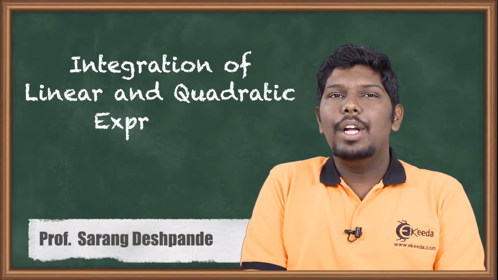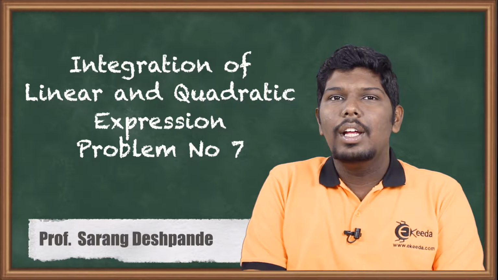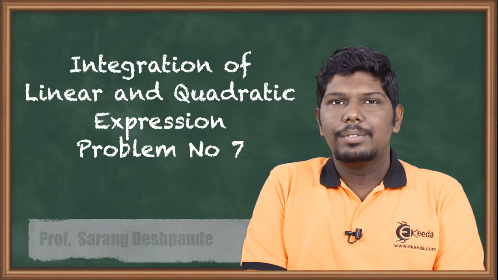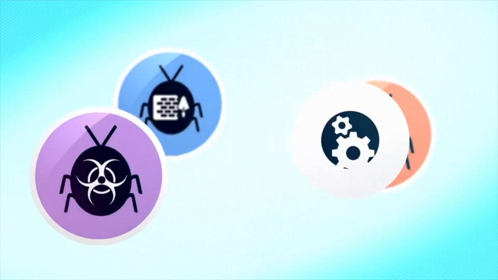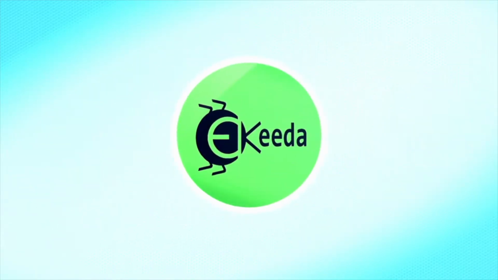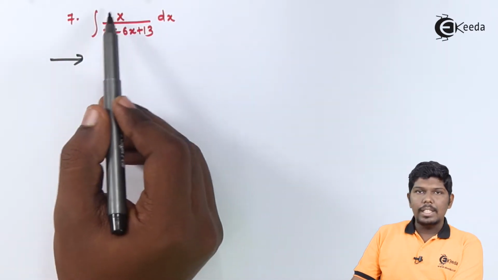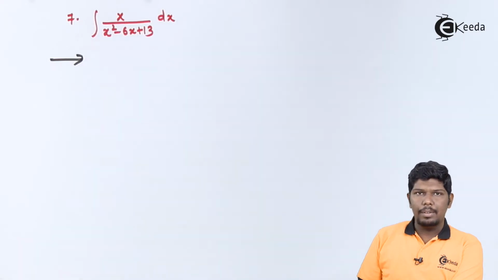Hello friends, in this video we are going to see problem number 7, which is based on integral linear expression upon quadratic expression. Let us start. Integral x upon x square minus 6x plus 13 dx. Here you can see the linear expression is x and the quadratic expression is x square minus 6x plus 13.